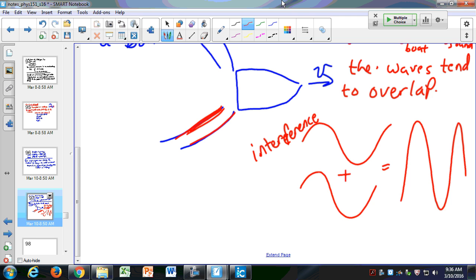It mentions this in your book as well. But the main idea here is that when you exceed the speed of sound in a medium, those waves will tend to overlap or bunch up and interfere in this way. All right, let's do a few questions.